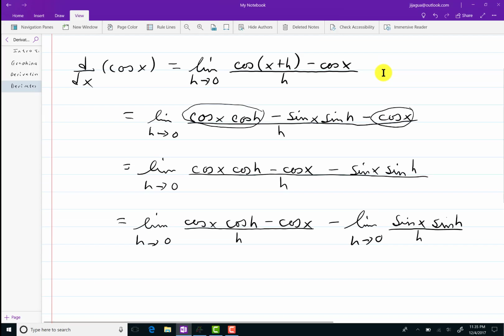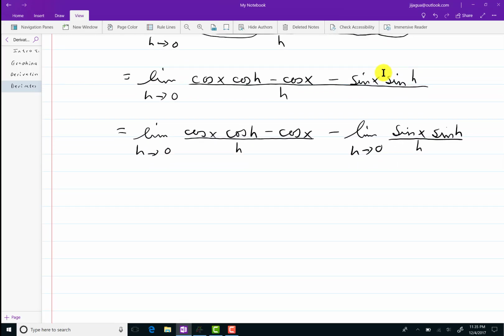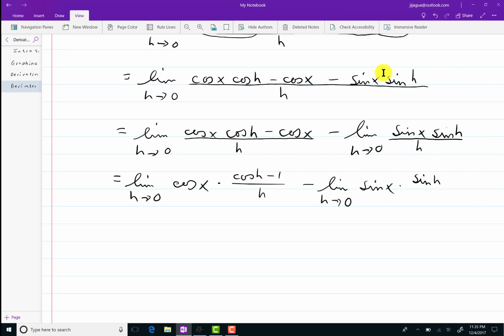You know that you can generally take the limits of each and every part unless you get things like 0 over 0. For the first half of this, I'm going to factor out a cosine of x, and I end up with the limit as h goes to 0 of cosine of x times cosine of h minus 1 over h, minus the limit as h goes to 0. I'm going to pull the sine of x out front just to make what I'm doing more evident: sine of x times sine of h over h.